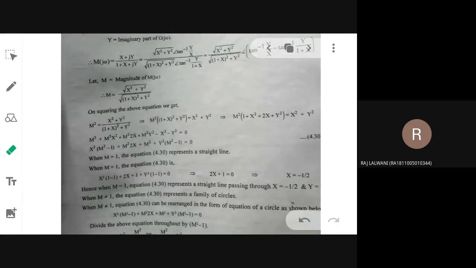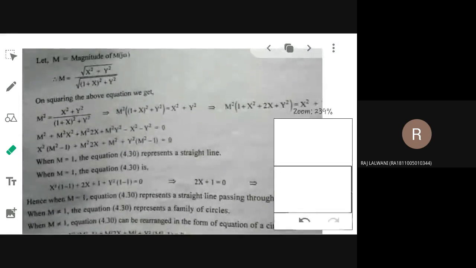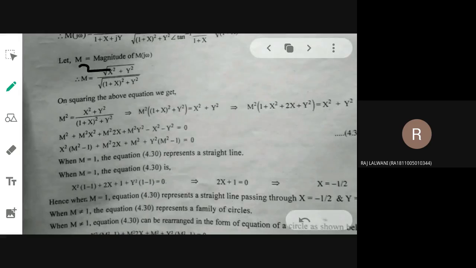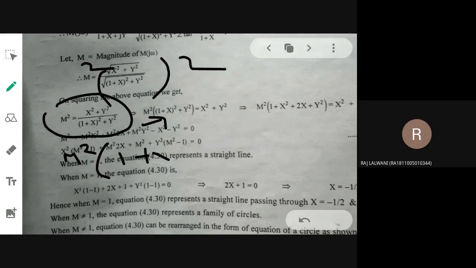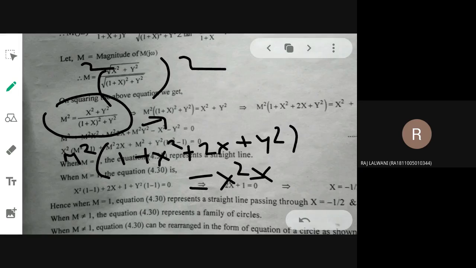Okay, back to class now. All right. So here you are squaring on both sides. Then you will be getting this equation. Then cross multiplication, then you will be getting this equation. If you are expanding it, what will you get? m squared (1 plus x squared plus 2x plus y squared), which is equivalent to x squared plus y squared.